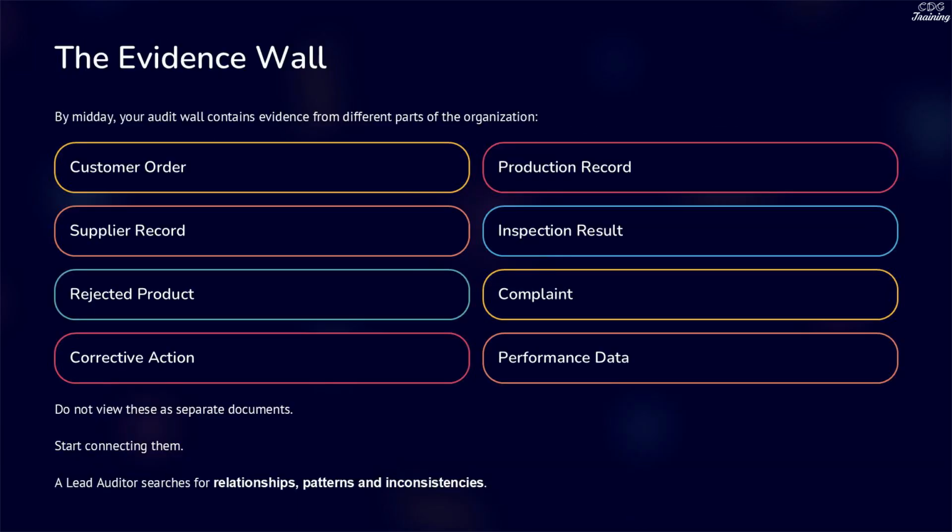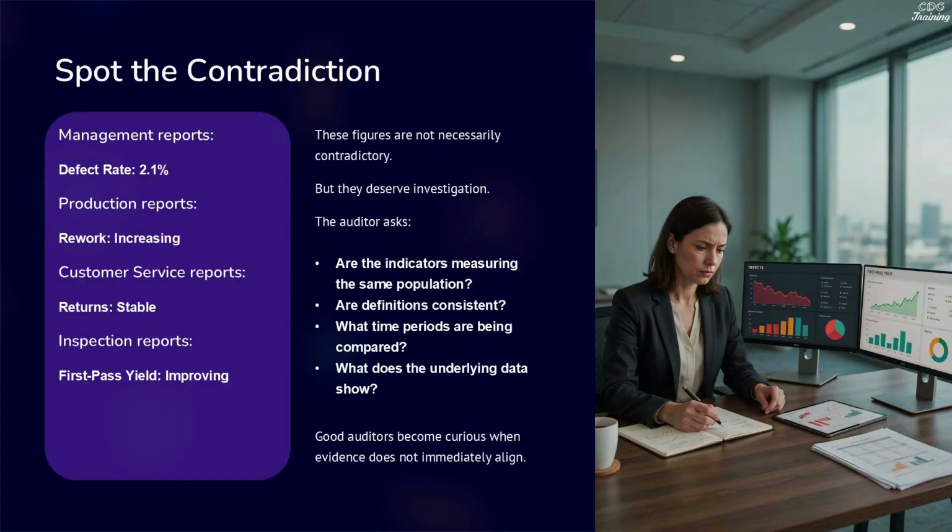Your audit wall collects evidence from various parts of the organization. Connect these pieces to uncover relationships, patterns, and inconsistencies. When evidence doesn't align, investigate further. Understanding the underlying data and context is key to resolving contradictions and ensuring accurate audit conclusions.